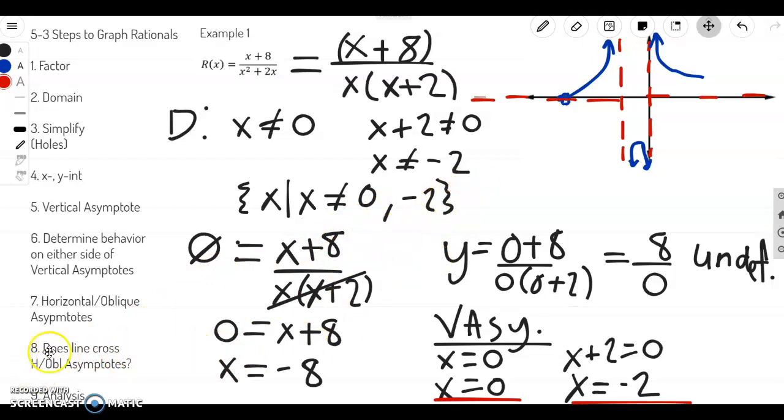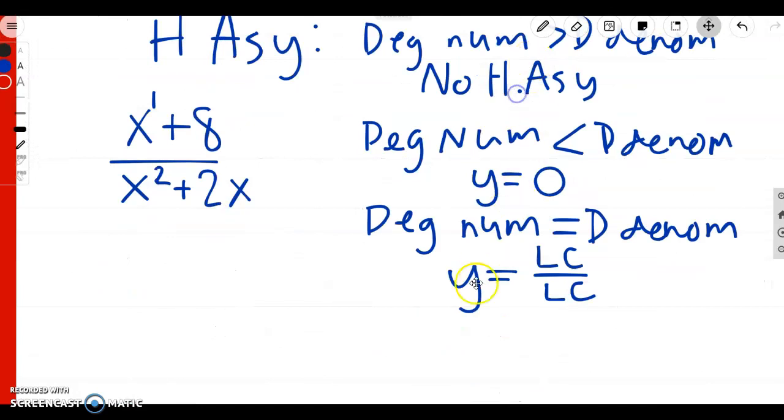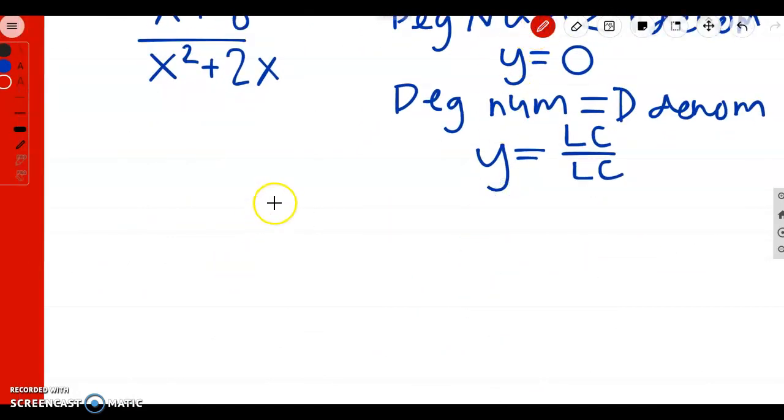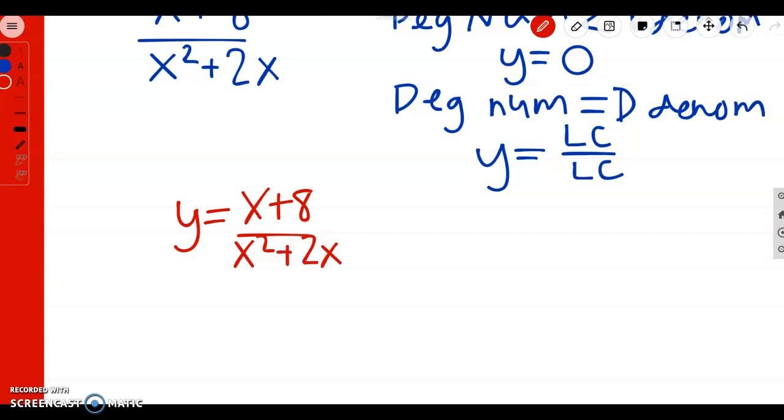The last thing we're going to do here is, does this line cross the horizontal asymptote? And so this is where you're going to take your original equation. So we're going to go y equals x plus 8 over x squared plus 2x. And we're going to plug in our horizontal asymptote for y and solve. So in this case, our horizontal asymptote was y equals 0, so we're going to replace y with 0 and then solve.